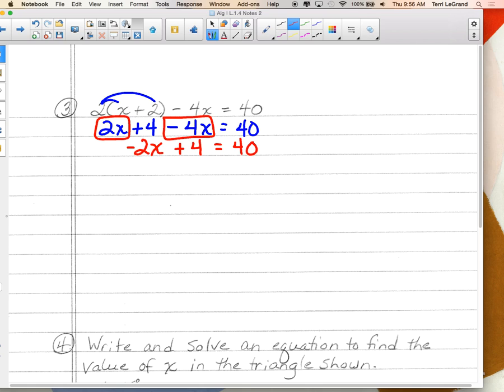When you're done, see if you agree with me, or if you need to challenge me and say, I disagree with you, Mrs. LeGrand. So we're going to take care of distributed property first. Then we're going to look to see if there are any terms that can be combined that are what we call like terms. We can do both this time, right?